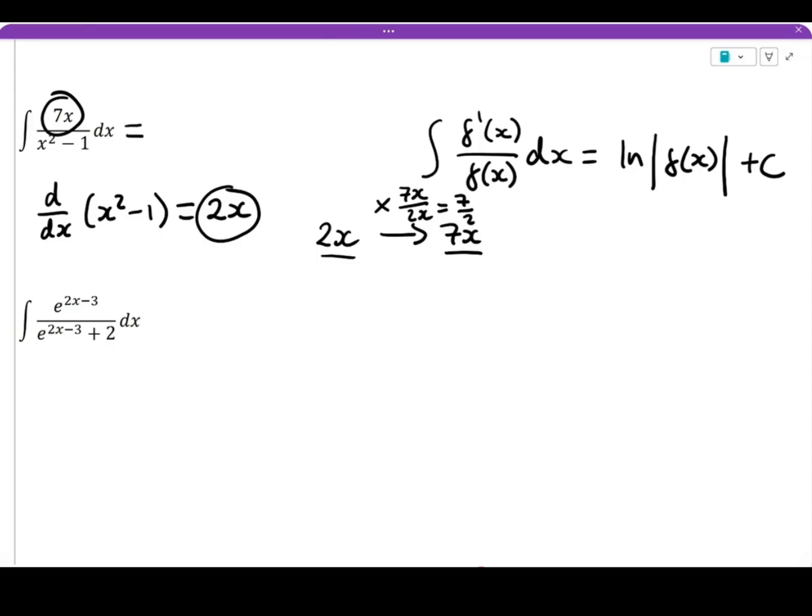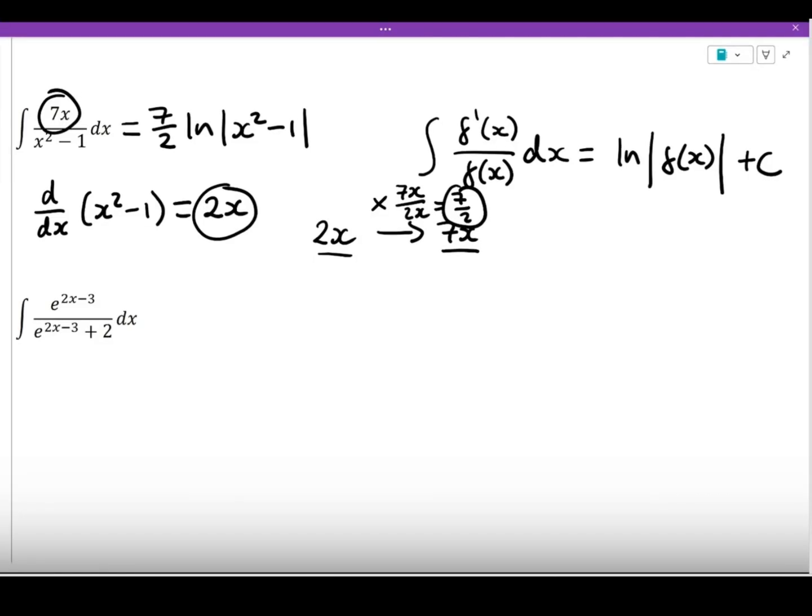And I can now write out my final answer, which is going to be the 7/2 first, and then the natural logarithm of the modulus of my denominator, x squared subtract 1. So the fact that we had x in our numerator doesn't change things. We still do the same check and see if it's a numerical multiple of the derivative of the denominator. Let's have a look at the next one, which brings e into play.